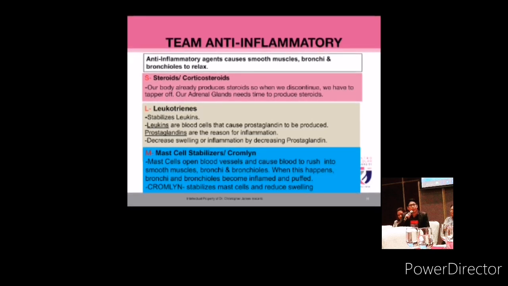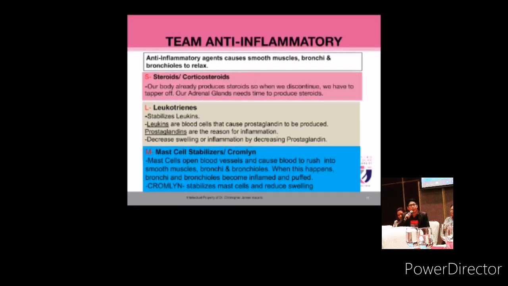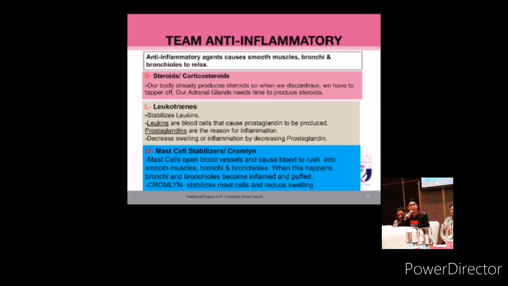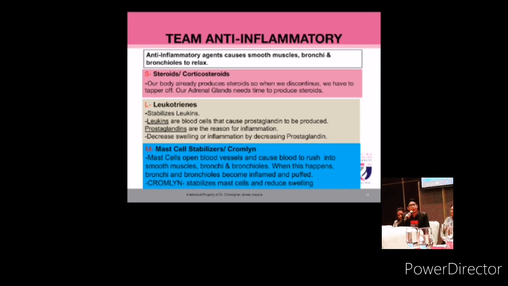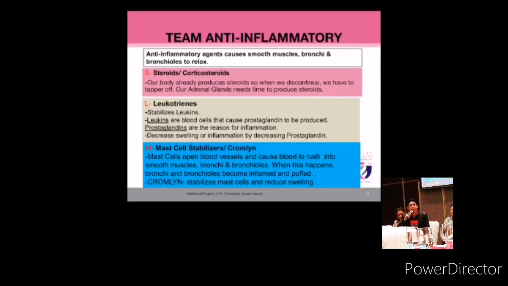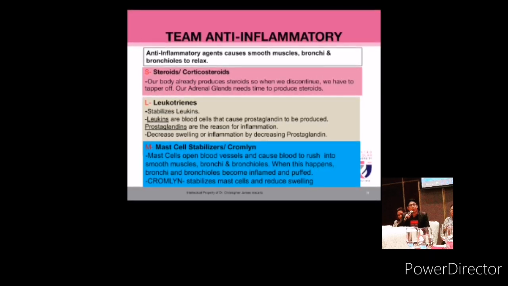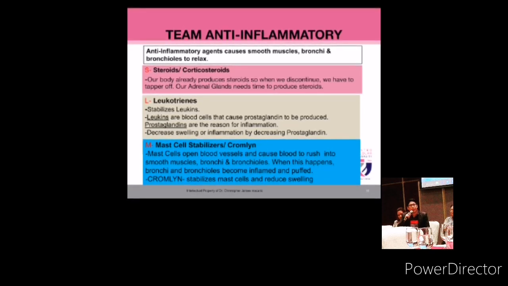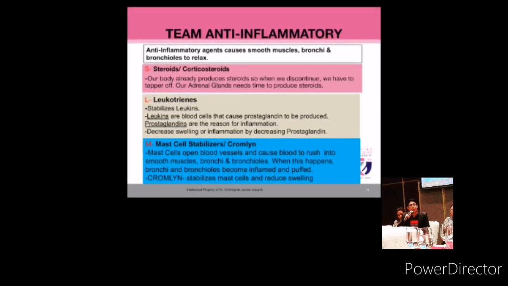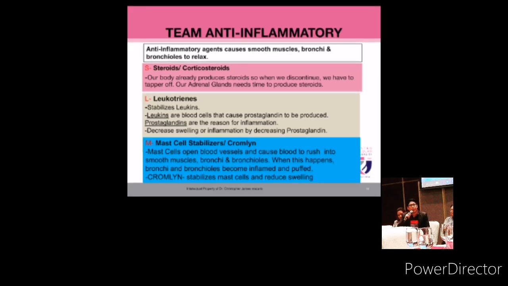And by decreasing it, yung prostaglandin, decrease swelling or inflammation. Okay, ulit. Prostaglandin is one of the reasons for inflammation, and by limiting prostaglandin, we also limit or decrease swelling or inflammation.